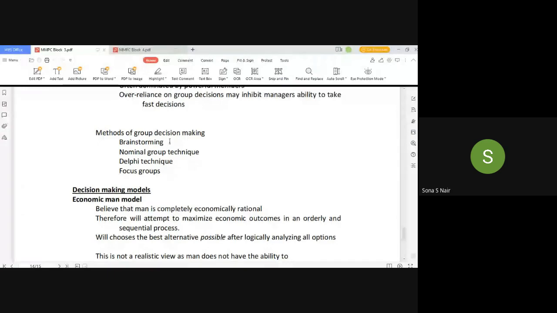Brainstorming is when you try to bring up a lot of alternatives. A lot of people are involved in brainstorming, and they are given a free run as to how to solve a particular problem. They are supposed to generate a lot of alternatives, and those alternatives are later discussed. Similarly, nominal group technique is also like that, but in the nominal group technique, they are not inhibited by having a group discussion in the beginning. They are given some alone time to actually think of the problem and propose solutions.